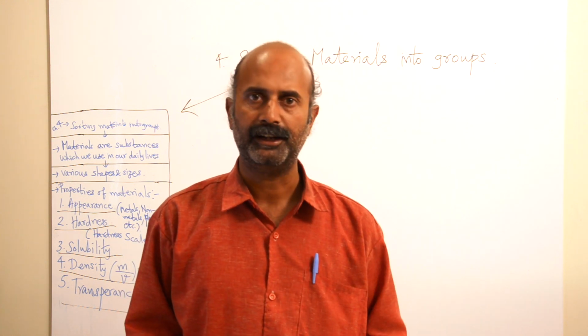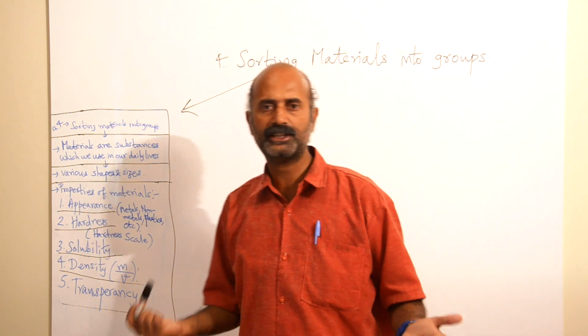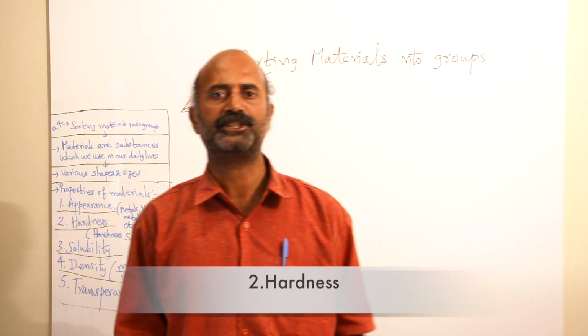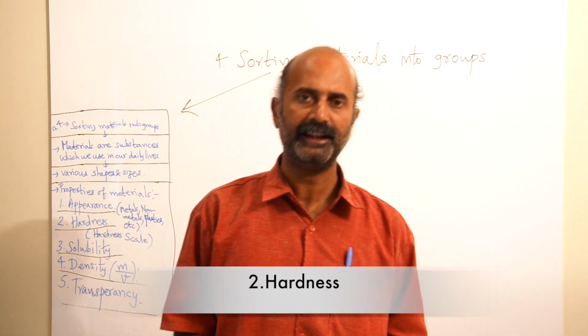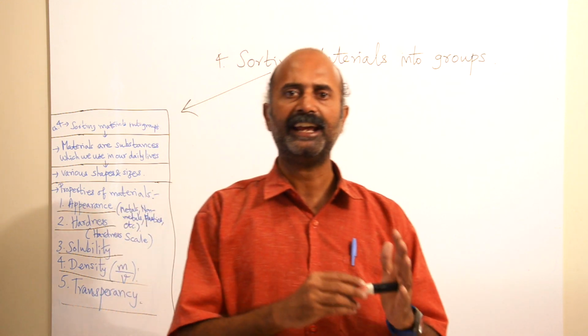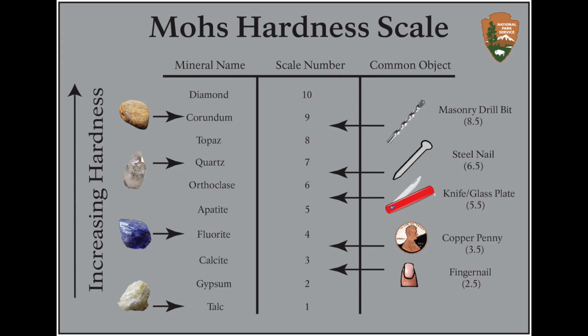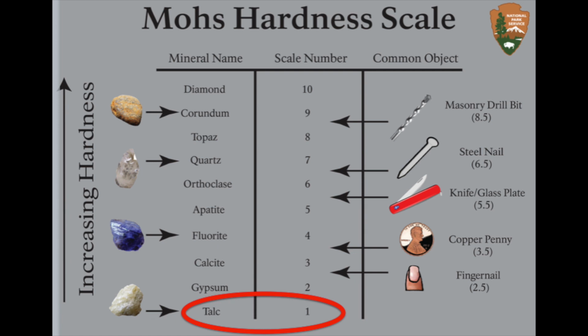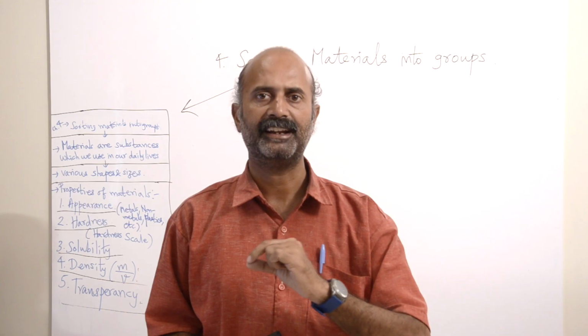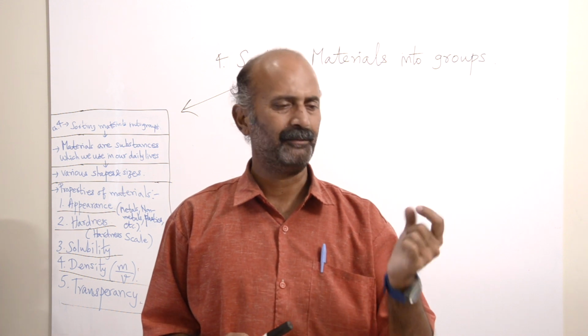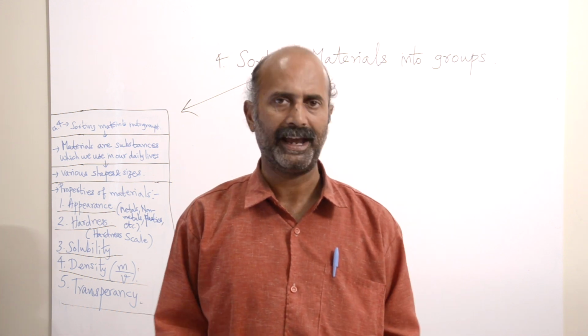The next property which is normally taken into consideration is hardness, how hard a particular material is. Actually there is a scale called the hardness scale. Talcum powder, the powder which we use, is the softest material. On the hardness scale, it is given 1 out of 10. It is the softest material known to man.